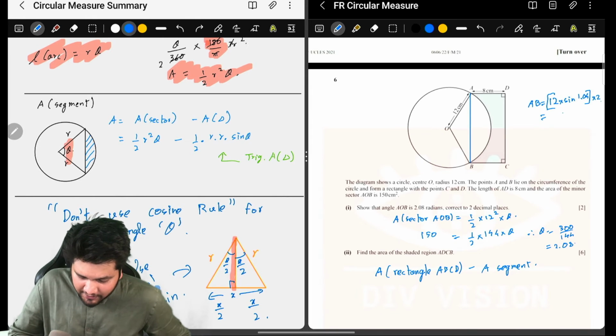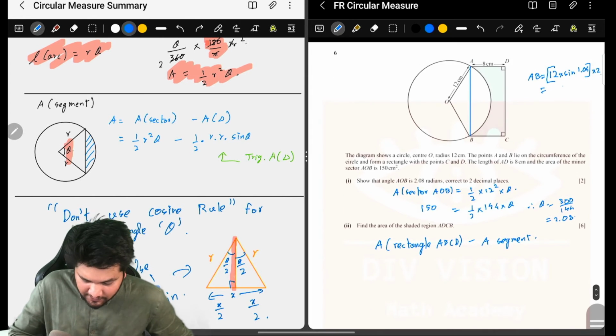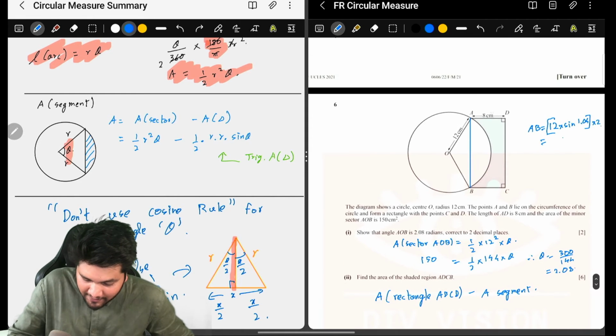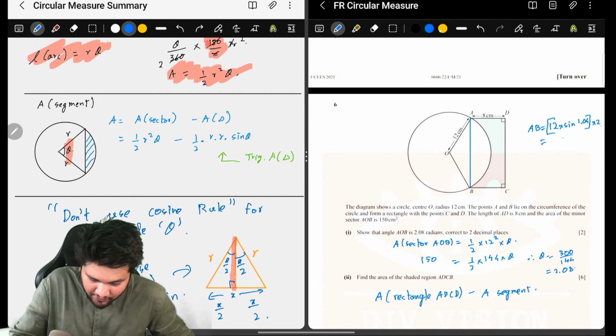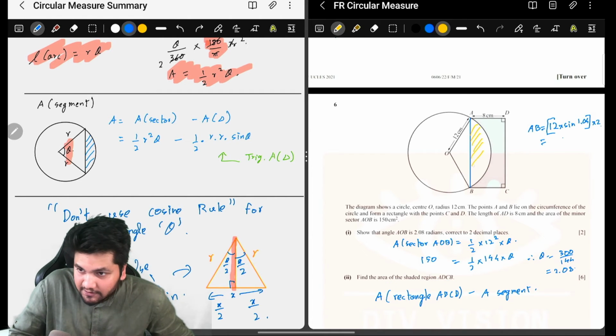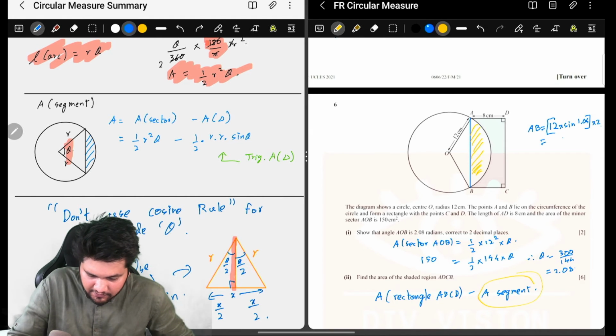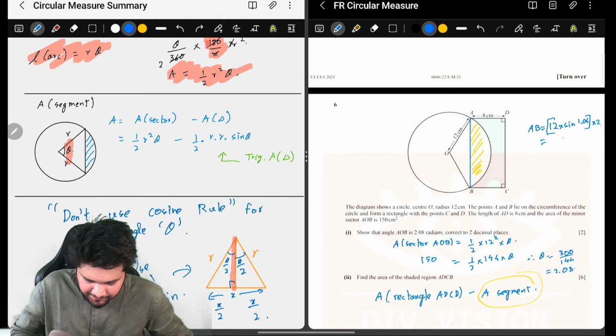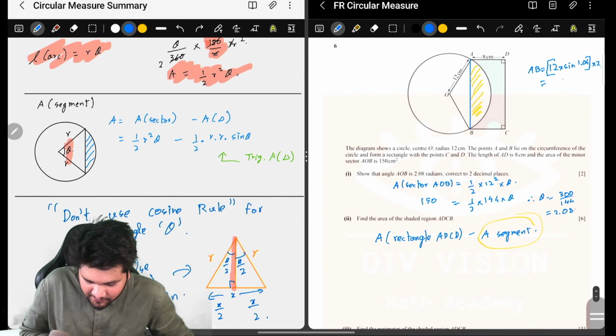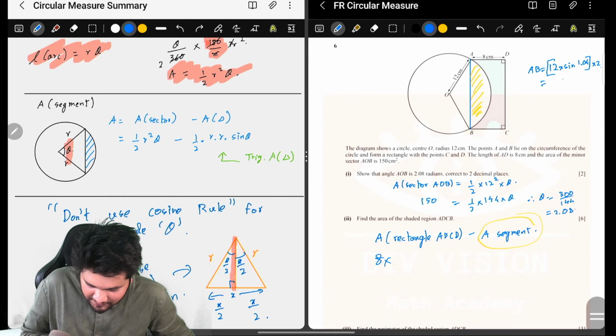Now if I talk about the area of this shaded region ADCB, it's going to be what? It's going to be the area of this rectangle ABCD minus the area of this shaded region, which is like this. This is the area of segment. Sorry, area of rectangle minus area of segment. Now area of rectangle is very easy. It's going to be 8 into this length AB.